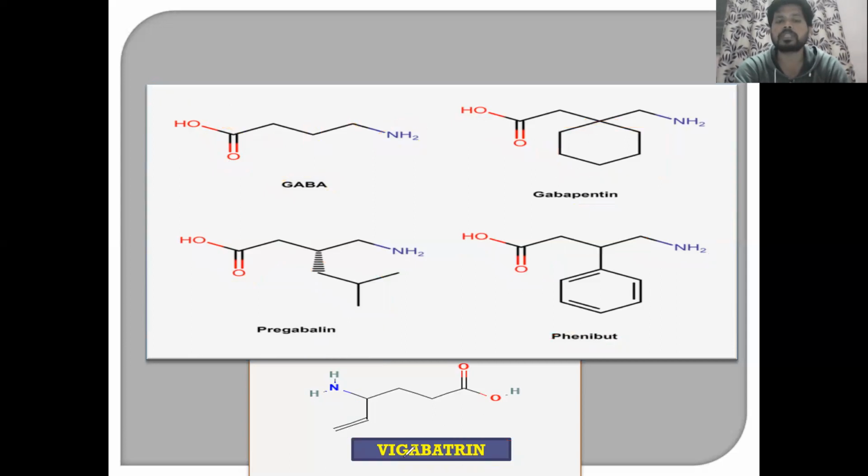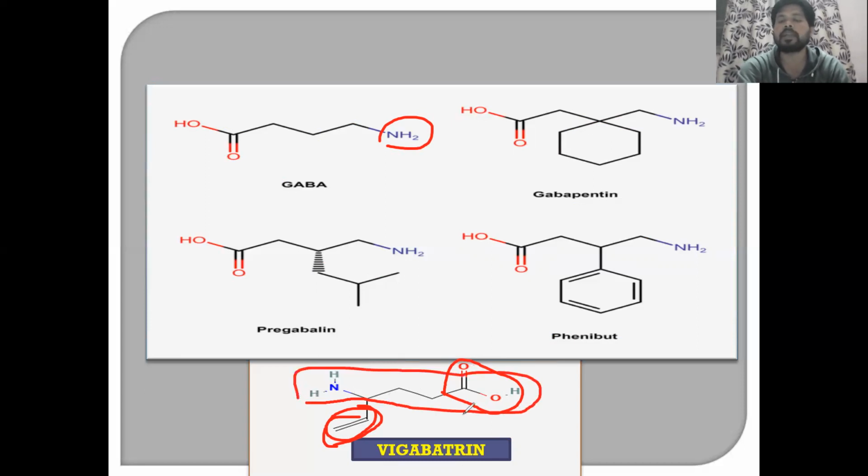Okay, so this is the structure of Vigabatrin. Here there is a vinyl group, and here it is the carboxylic acid group, and simply there is the extra addition of the vinyl group, a double bond. This is the amino group, as in GABA, but here there is an extra vinyl group, and the remaining everything is the same as GABA, gamma amino butyric acid.